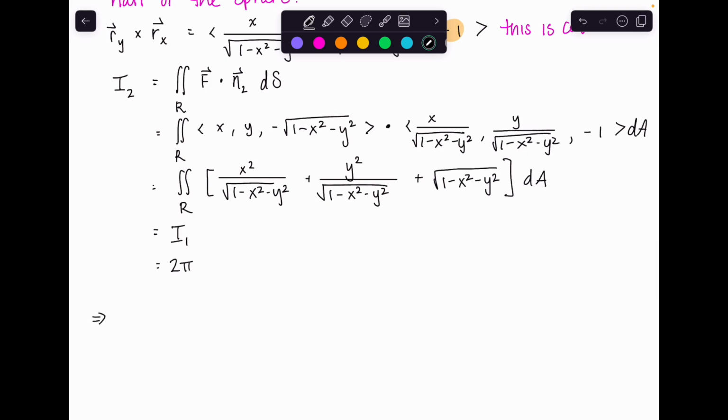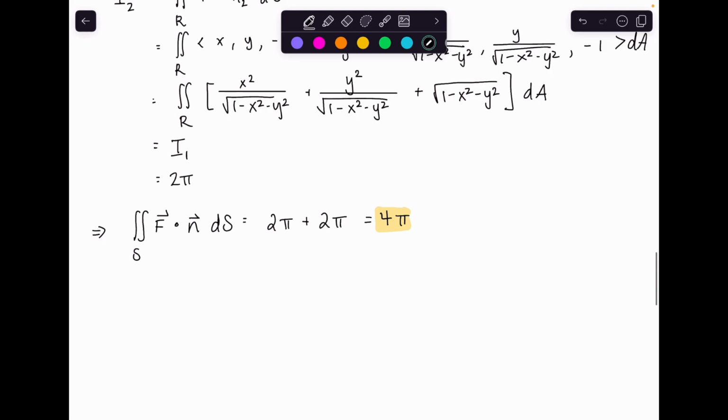So what that means is that this entire surface integral is equal to the sum of both of these, which gives us 2 pi plus 2 pi for a grand total of 4 pi. All right. So you can see a lot of work because of the two different surfaces that are in here. Even though it ended up being the same integral, it doesn't always play out that way. What we're going to do now is the same thing, but using the divergence theorem.